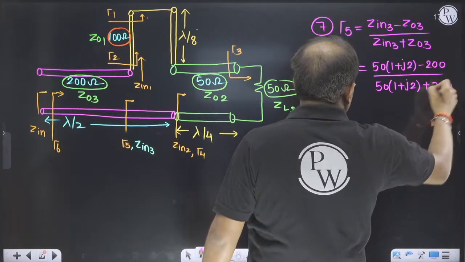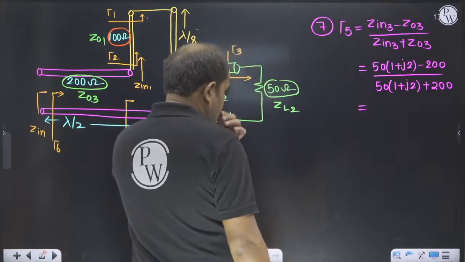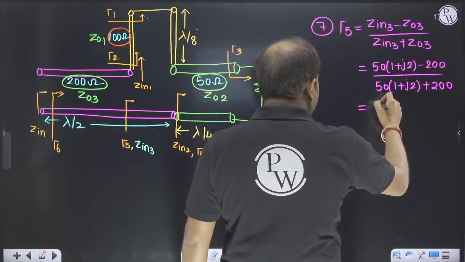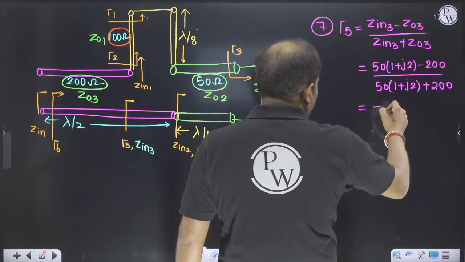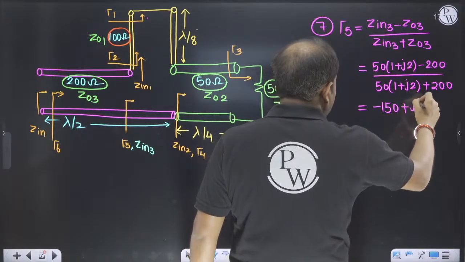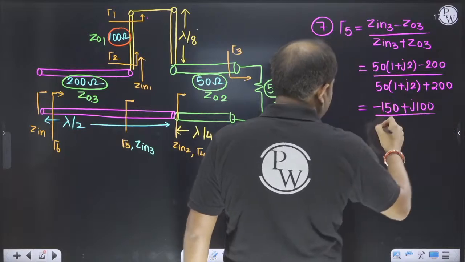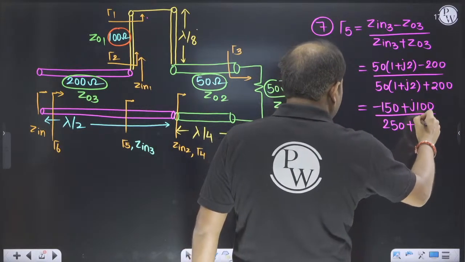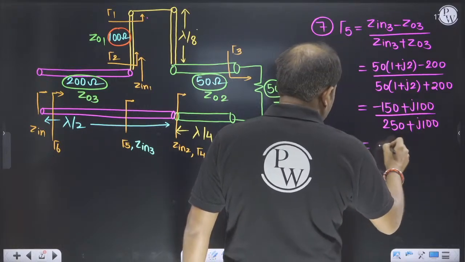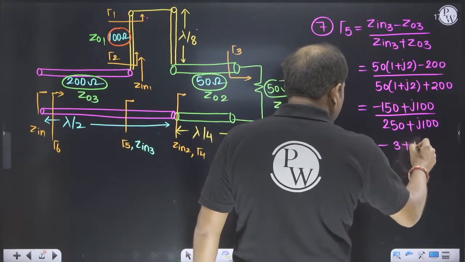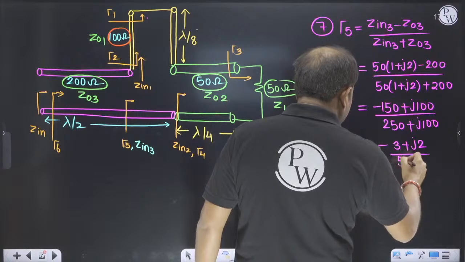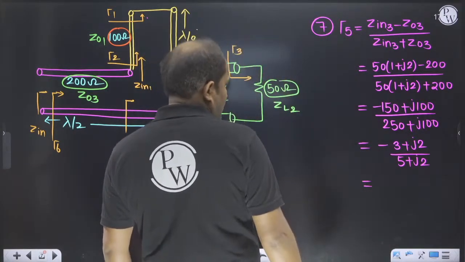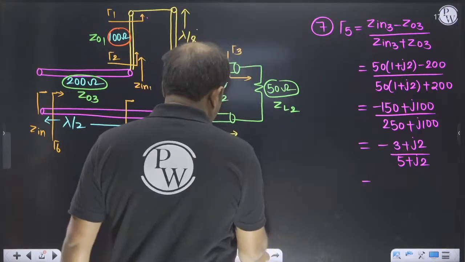So how much will it be? Z02 is 50, so 50 minus 150 plus j100, divided by 250 plus j100. It will be minus 3 plus j2 over 5 plus j2. Its magnitude you can calculate, so you can calculate gamma 5.